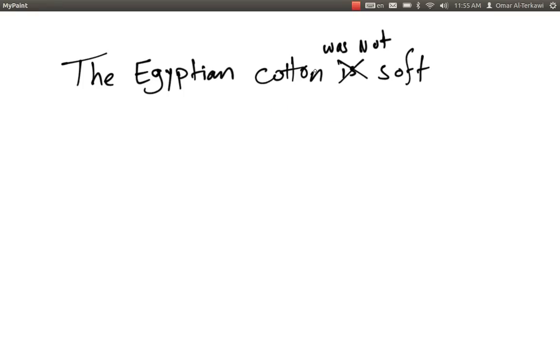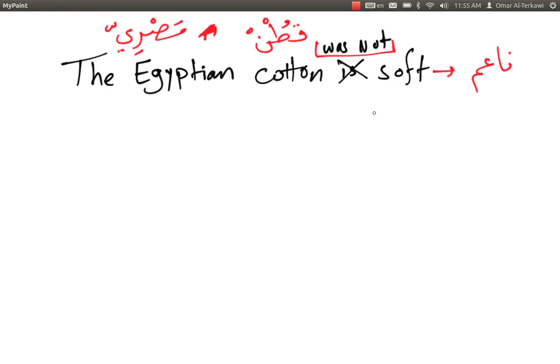So, Egyptian would be Masri. Cotton is very similar; in Arabic it would be qutn. "Cotton was not," well, we know that. Soft: in this case we're describing cotton, and the word cotton in Arabic is masculine, singular, and that would be na'im. The word for soft would be na'im.